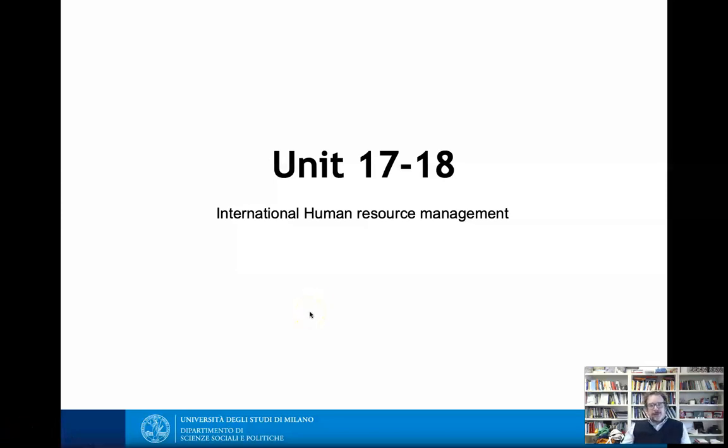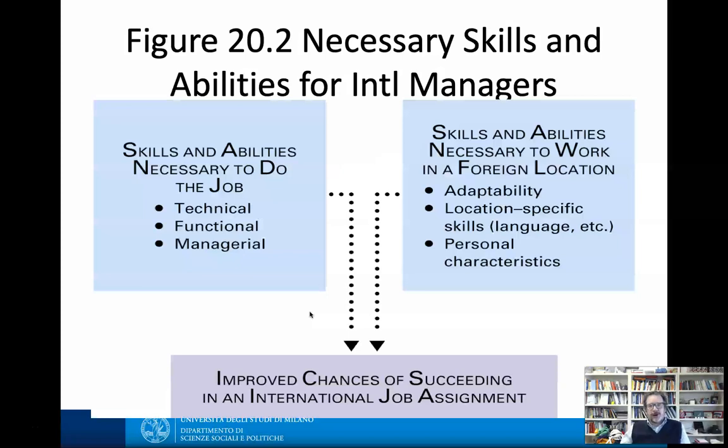So let's move further in this third part to understand the specificity of international human resources management. And we will do so by addressing the issue of the skills and abilities required to be an international manager. Usually those are composed of two parts. One is the skills and abilities necessary to do the job.